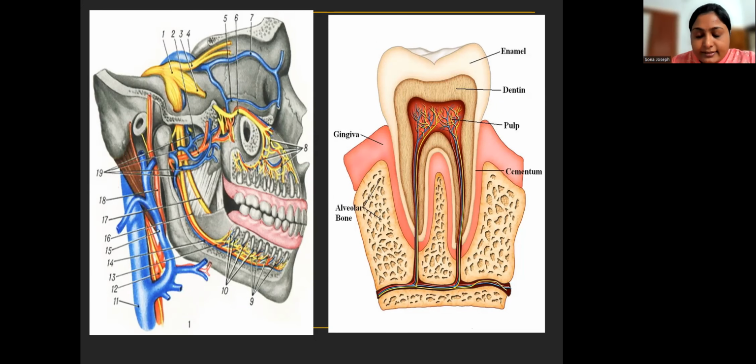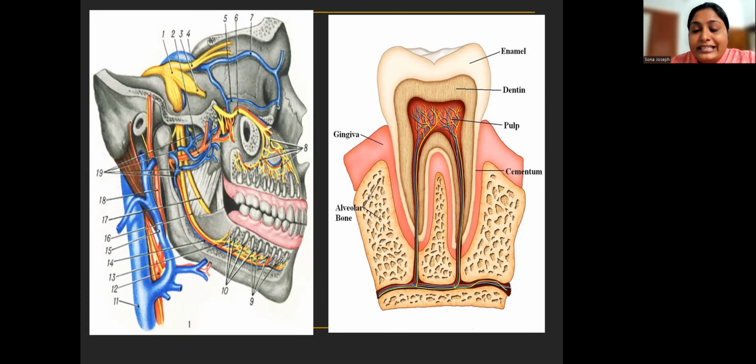We have discussed the trigeminal nerve. In the left-hand picture, you can see the trigeminal nerve, the three divisions of it, the ophthalmic, maxillary, and mandibular nerves. The maxillary, as you can see in the picture, is supplying the maxillary teeth, and the mandibular nerve divides into the inferior alveolar nerve and lingual nerve, and these supply the lower teeth. And all these nerve fibers, as you can see in the second picture, enter the root through an opening, which is known as the apical foramen. We'll learn in detail about different terminologies.